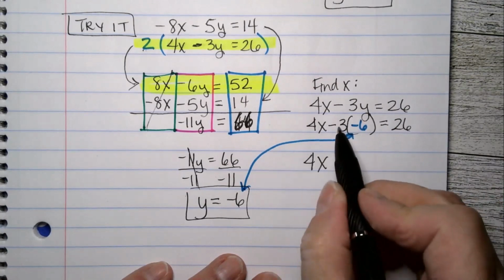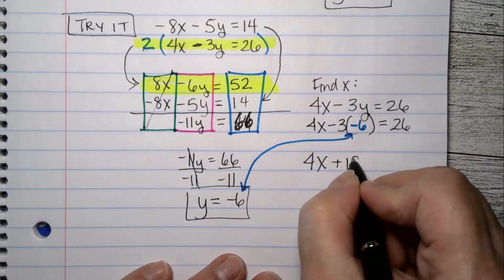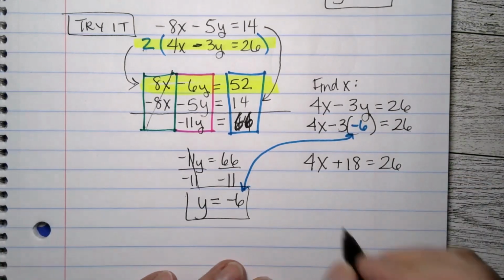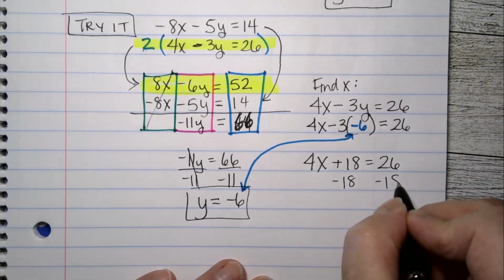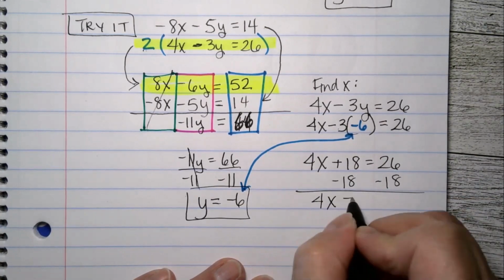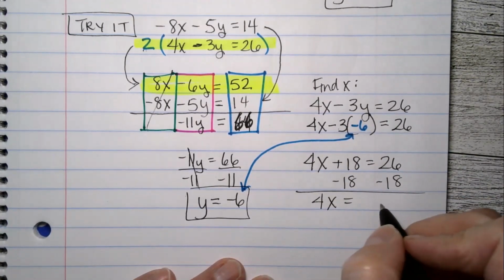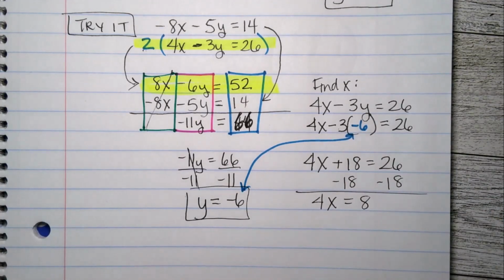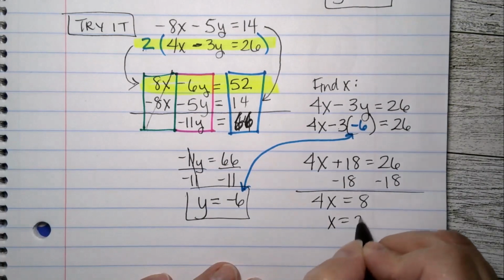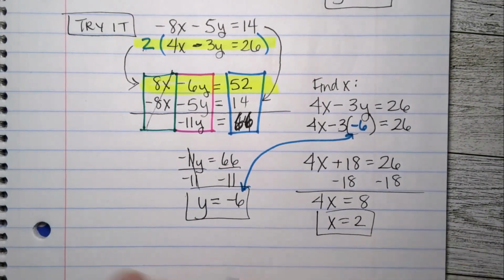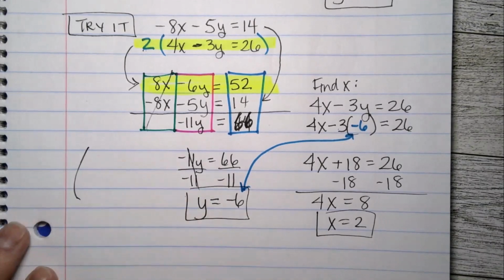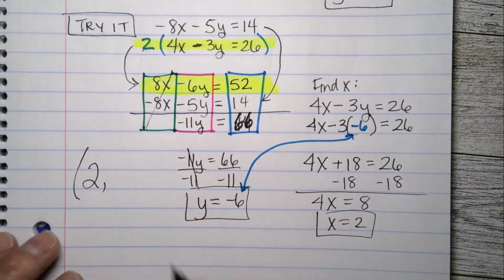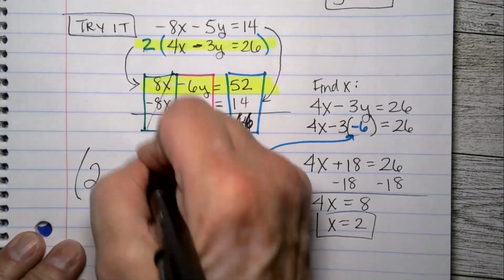-3 times -6 is +18. That equals 26. We subtract 18 from both sides. 4x equals, I don't know, 6? No, 8. Divide by 4, x equals 2. And if you write your answer as an ordered pair, to make it easier for the teacher to give you all the points, boom, (2, -6).